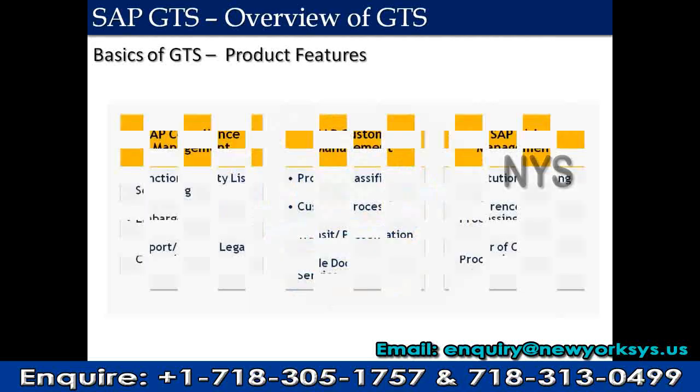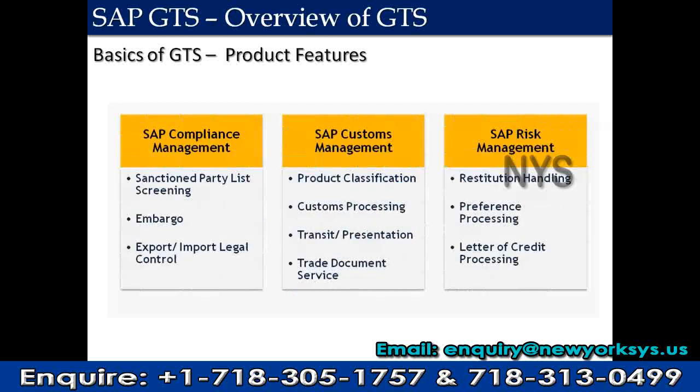These are the three main pillars of GTS: the compliance management, the customs management, and the risk management. Okay, so in compliance management, what we have is sanction party list screening, we have embargo, we have export import legal control. So SPL deals with, as I told, the screening of the business partners through the documents and the business partners. Embargo deals with the country which is blocked for a particular trade. Export or import legal control deals with the licensing of a particular thing.